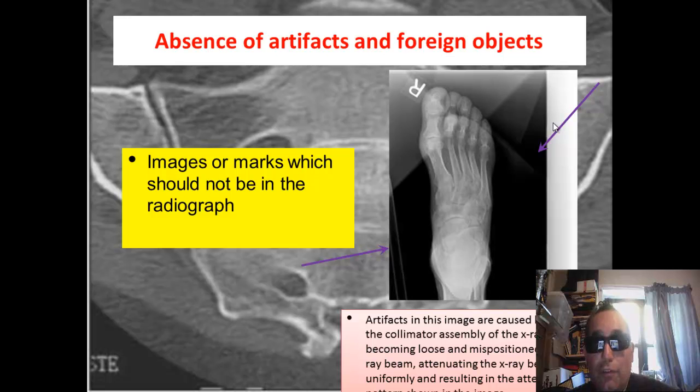The absence of artifacts. Artifacts, as we have described in another class, are anything that shows up on an image that is unwanted. Images or marks which should not appear in a radiograph. And artifacts can come in many, many different varieties.